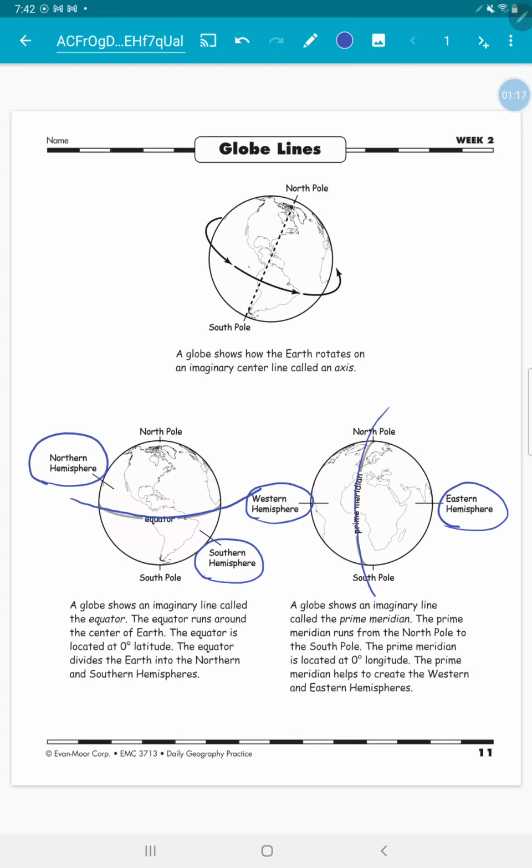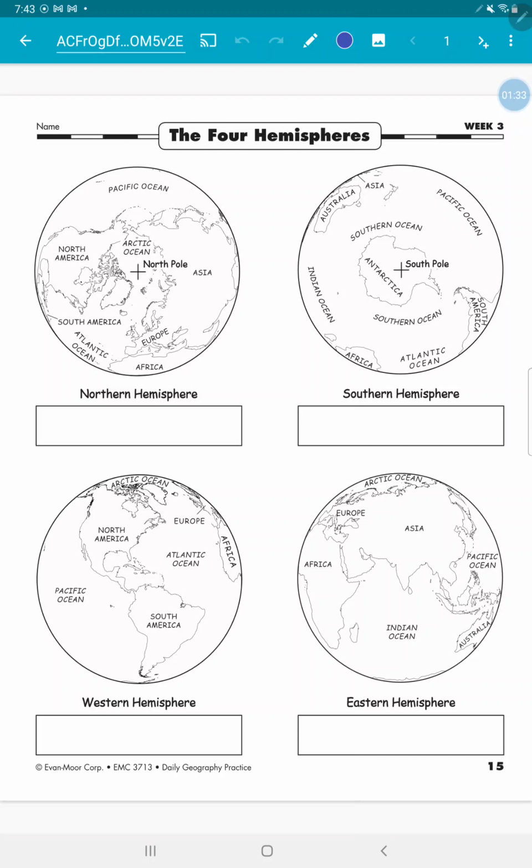Right, so take a look here. You've got the northern hemisphere, the southern hemisphere, the western hemisphere, and the eastern hemisphere. And you see on each of these maps, there are large masses of land called continents. And on the earth, there are 7 large land masses that make up the continents.